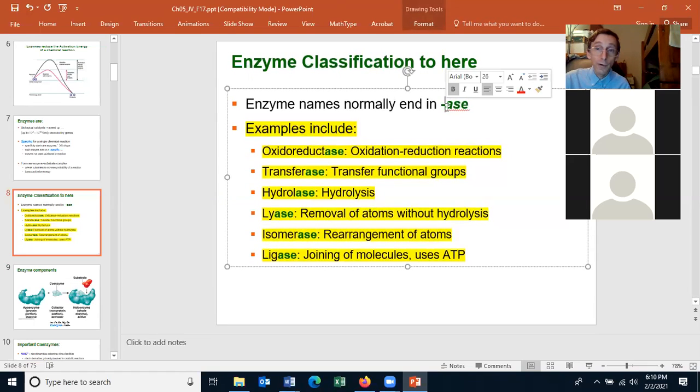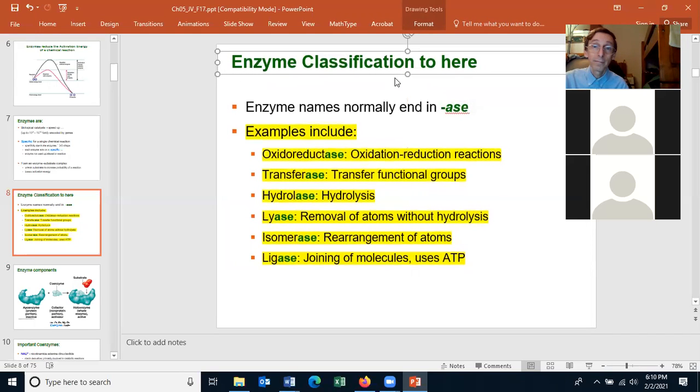There are a few that do not, like if you know the enzyme renin, the enzymes that were named a long time ago, such as renin, they were named before the terminology ACE came around. But most enzymes do end in ACE. Any questions about any of that?